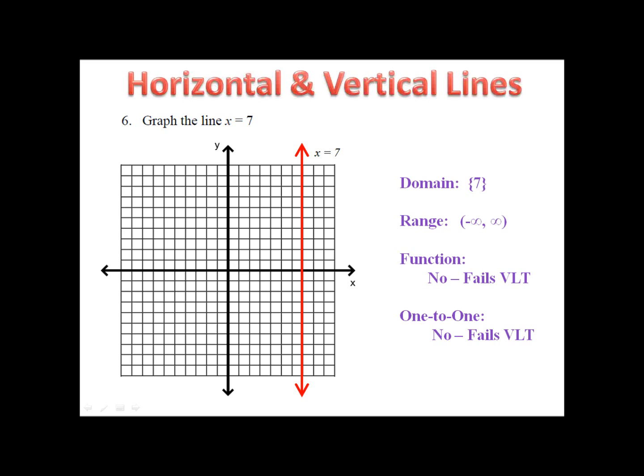This is not a function because when I plug x equals 7 into the machine, it could give me any number in creation. So it's not a function, therefore it can't possibly be 1 to 1. This is everything you need to know about graphing lines using slope and y-intercept, as well as graphing horizontal and vertical lines.